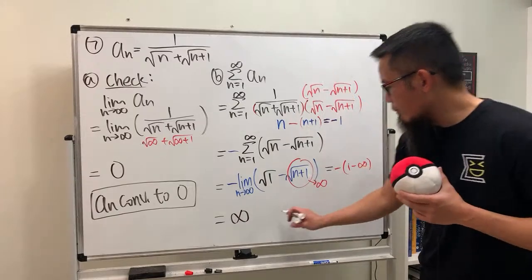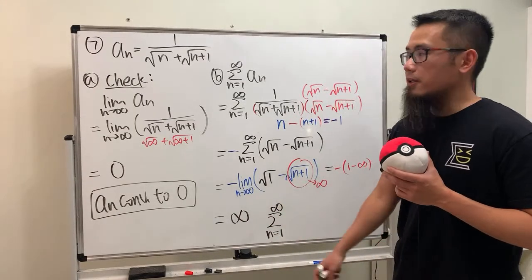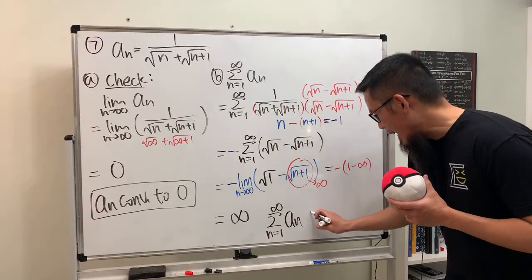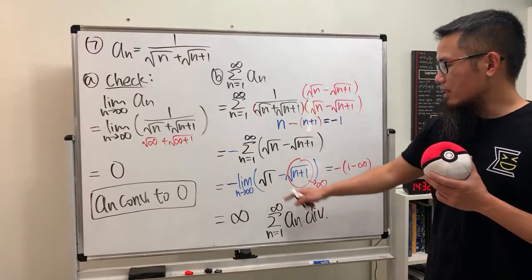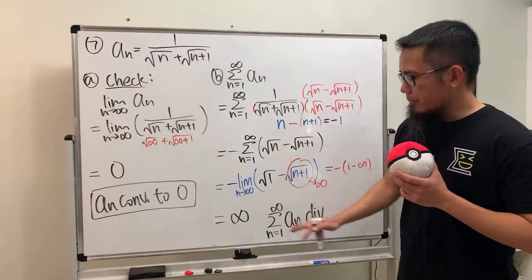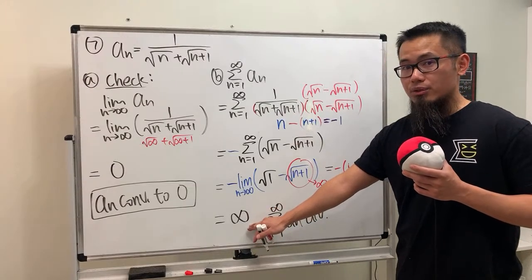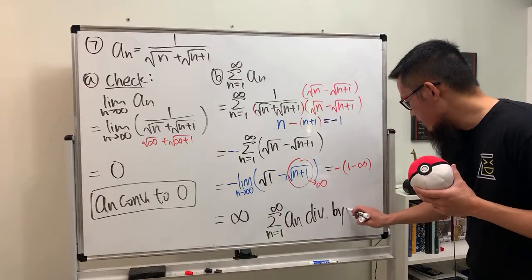So therefore, we know that this series, as n goes from 1 to infinity of an, diverges. And the reason is because we have shown that this right here is going to give you positive infinity. So it diverges to infinity. But you can also quote the reason. You can just say by the telescoping thing.